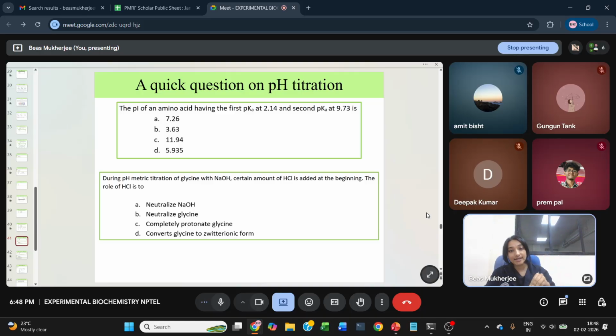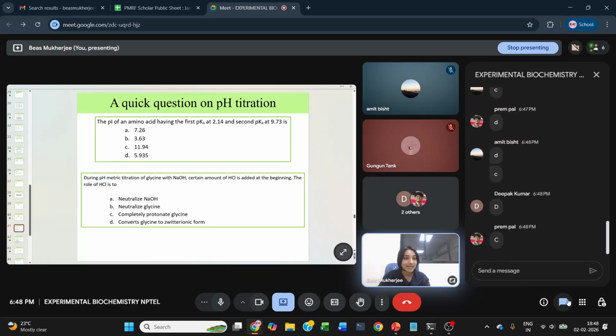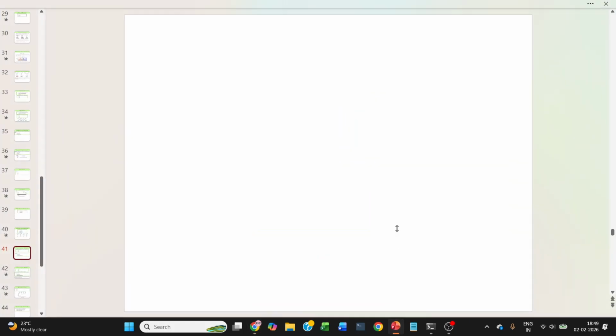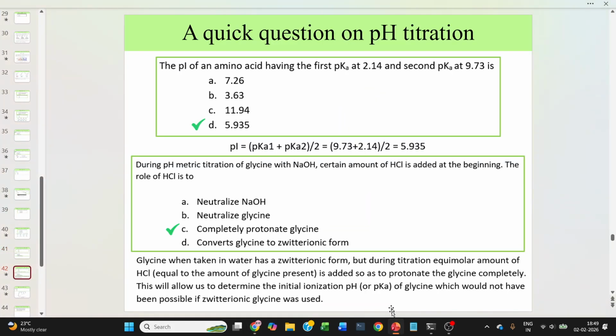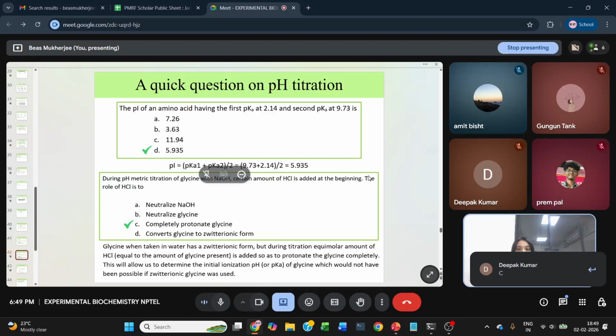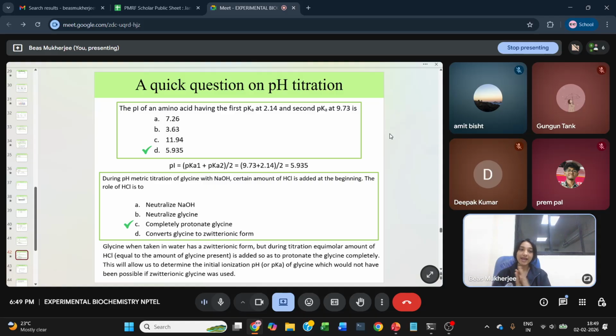Right, so for the second question: during the pH titration of glycine with NaOH, a certain amount of HCl is added at the beginning. The role of HCl is... we have a lot of answers. Let's see which are correct. So D and C. Yes, that is very correct. D and C are the right answers. So pI is very direct, just the average. Very good, done. Now we come to the next one.